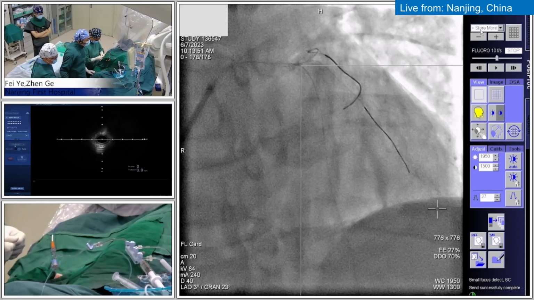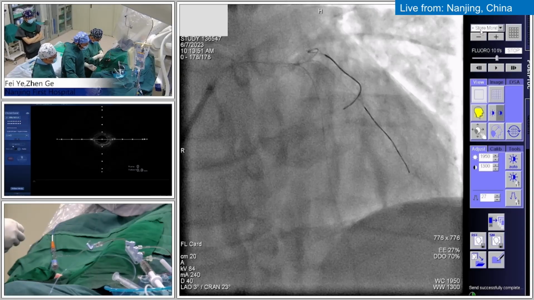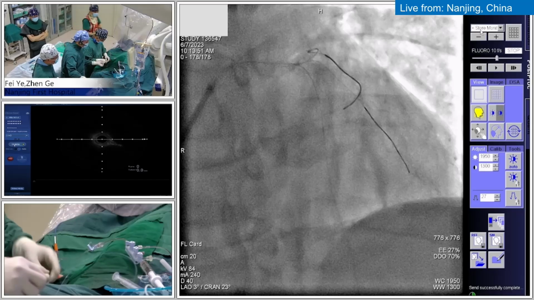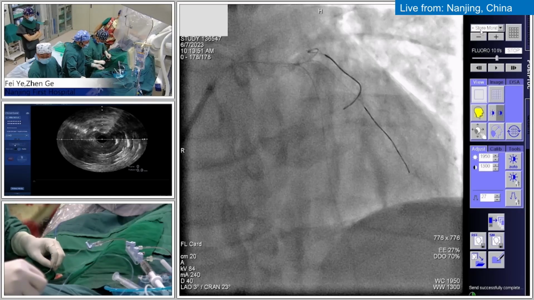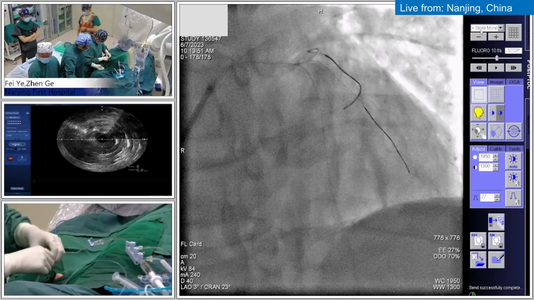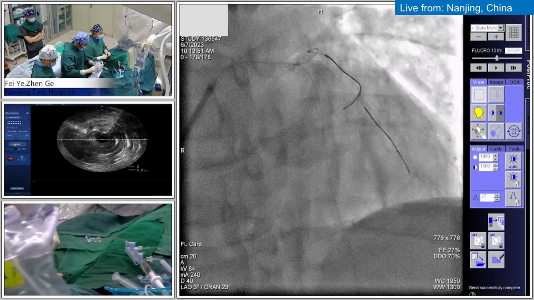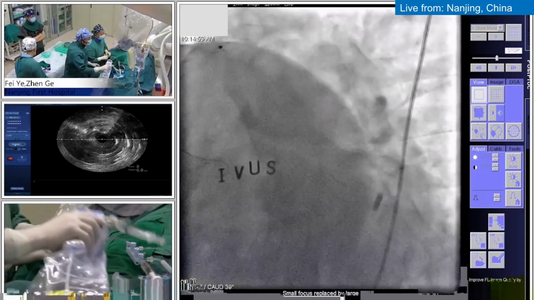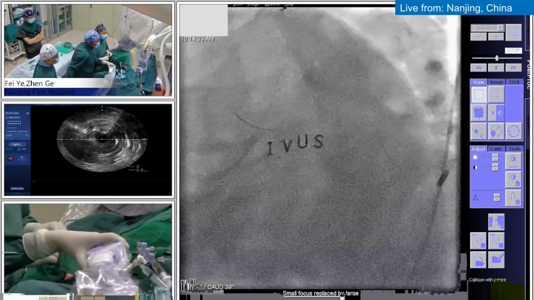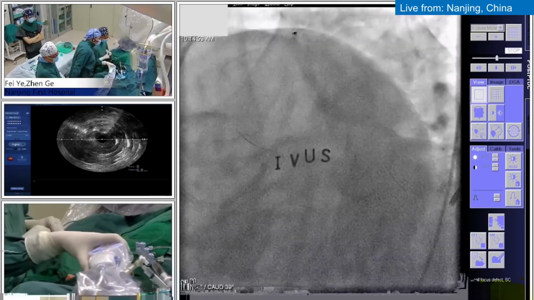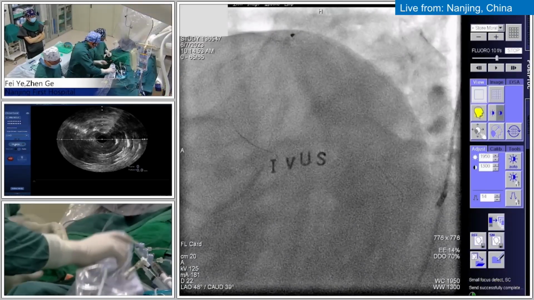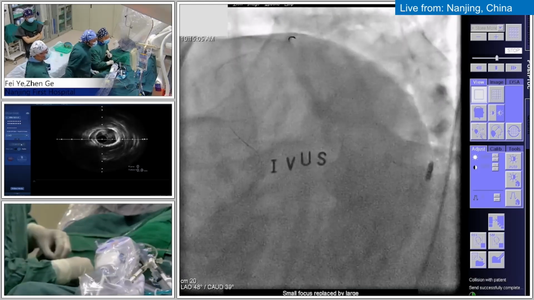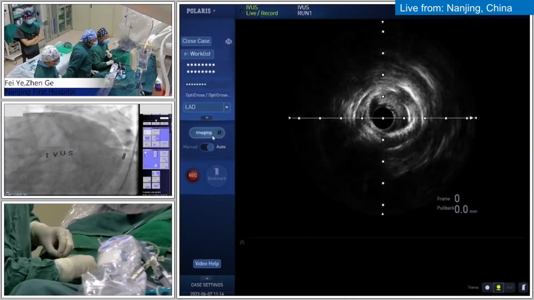If we check the IVUS. Another question is, because there is IBP support, we can see the whole procedure now, the patient is very stable. Very stable, yes. So we want to see the IVUS images on the screen.